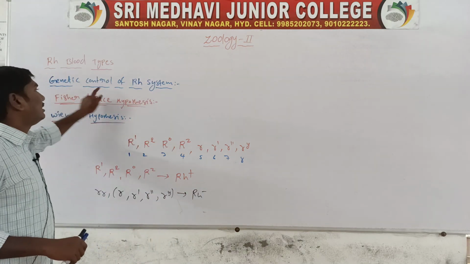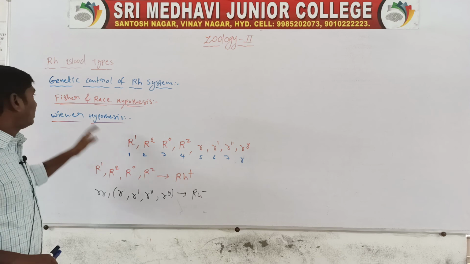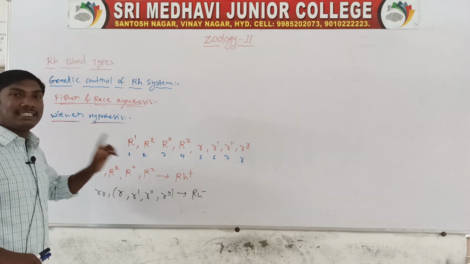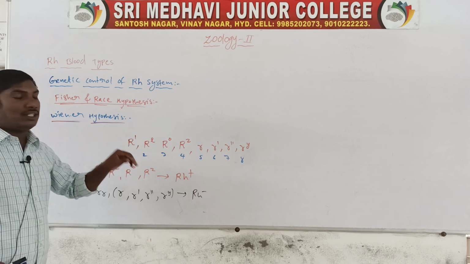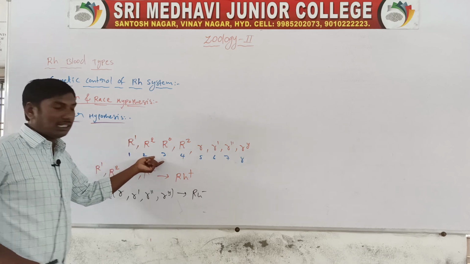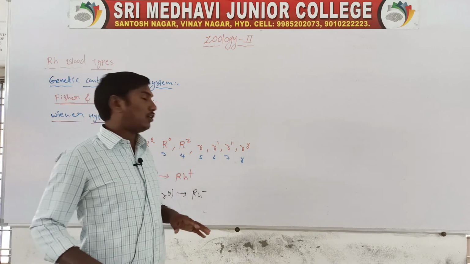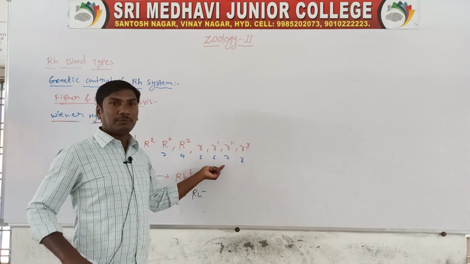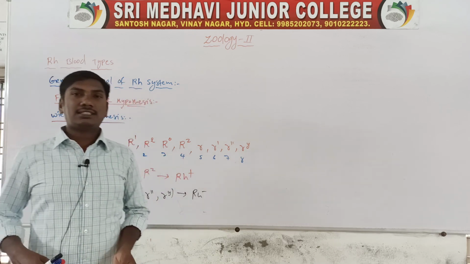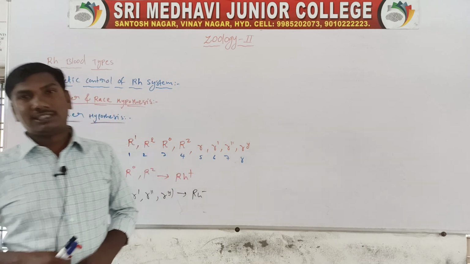So these are the Rh blood types and genetic control of the Rh system. According to the Wiener hypothesis, the single chromosome contains 8 alleles. If a dominant allele is present, that blood group is called positive. If recessive alleles are present, that blood group is called negative. Next class we will discuss erythroblastosis fetalis.